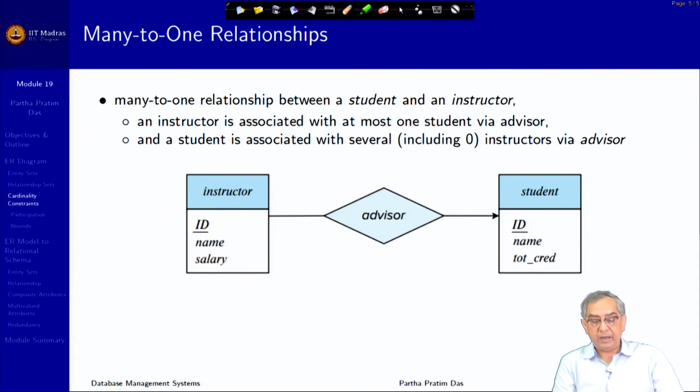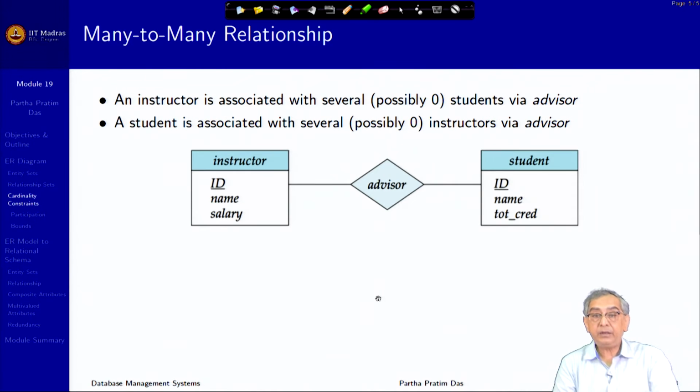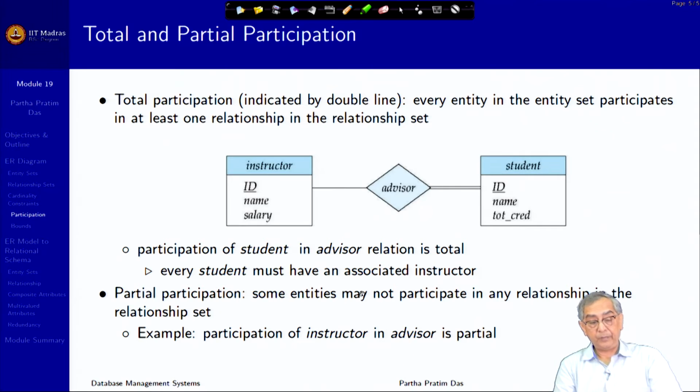This is many to 1, where this now says that a student may have multiple advisors, but every advisor will advise only one student. And you can have many to many, where every advisor may have multiple students, every student may have multiple advisors. You can see that there is no arrow on either side, right. So, these are how the cardinalities are shown.